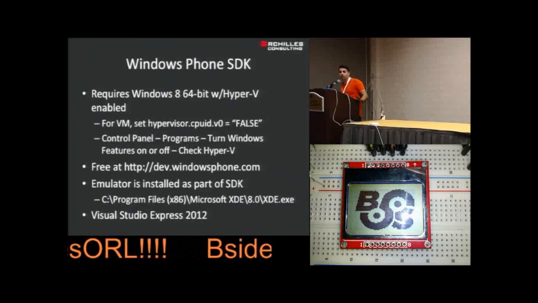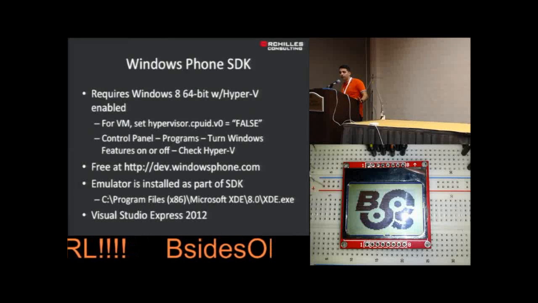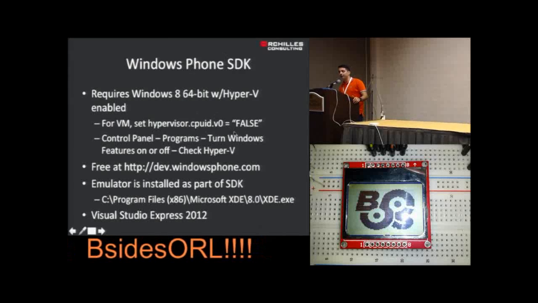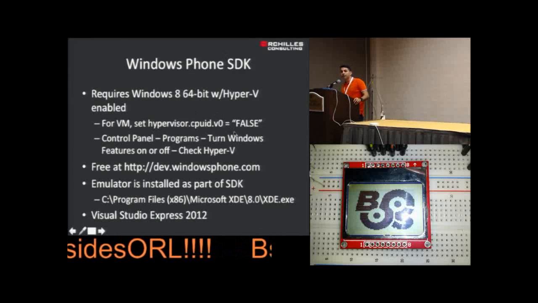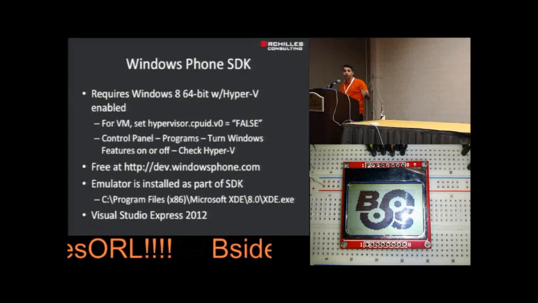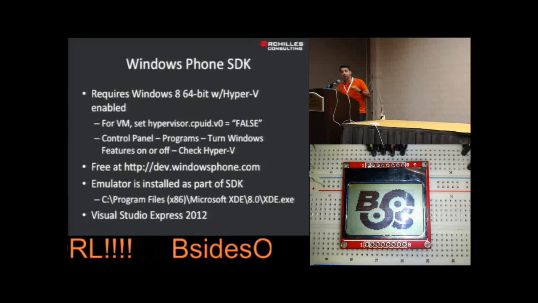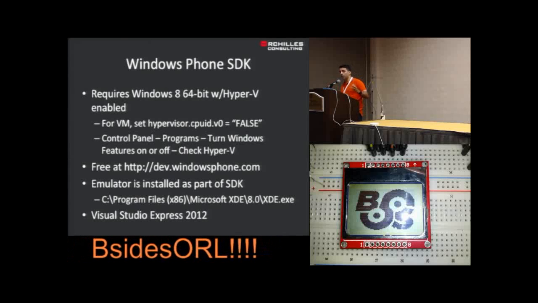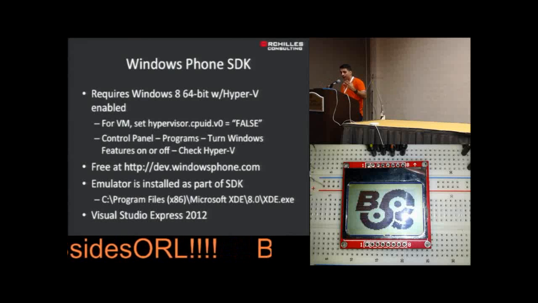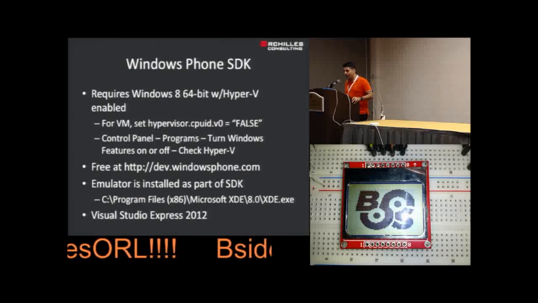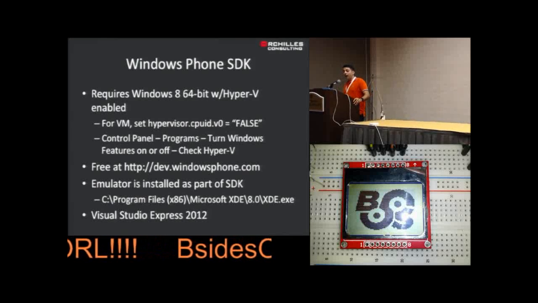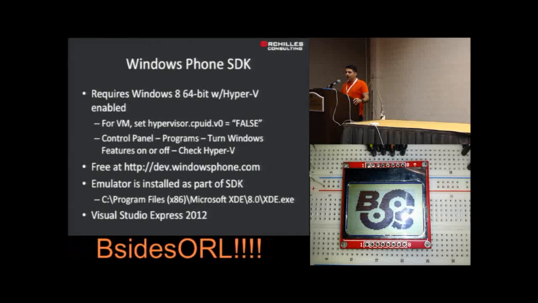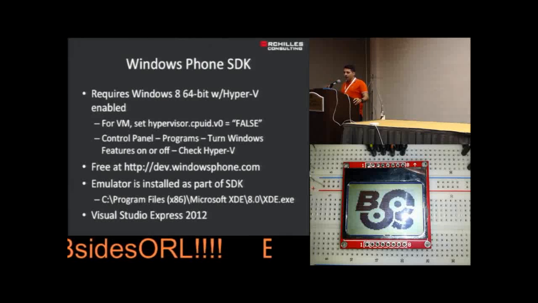This killed me. This probably took like 2 days to figure out. You need to set your hypervisor.cpu.v0 equal to false, and this is in the .vmx file. So if you're using VMware, and you're using your Windows 8 machine as a virtual machine, you have to do this. If not, it's not going to work, and you're going to be like, what the hell is not working? There you go. This should save you some time. And then in the control panel, you turn on Hyper-V, then you download it, you install it, and you have an emulator.